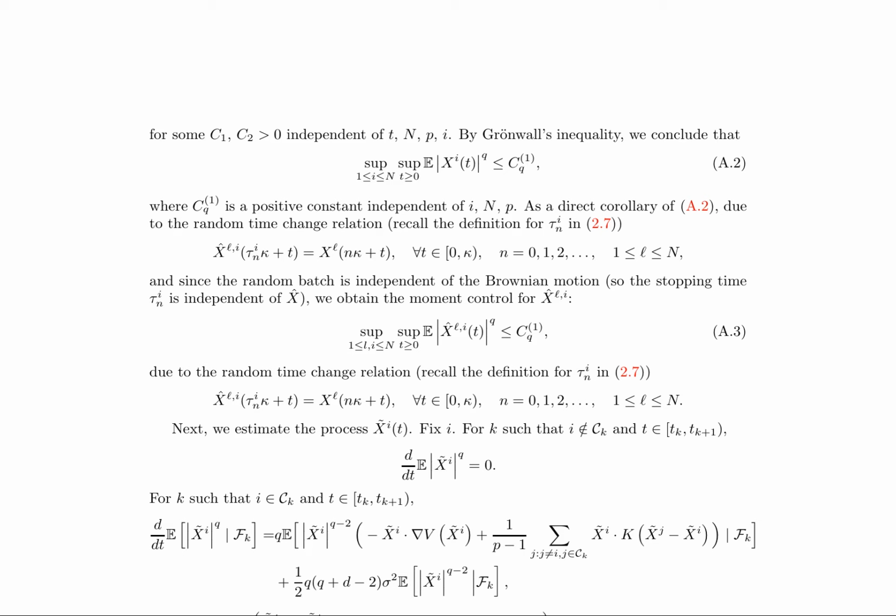In the appendix, the authors provide detailed proofs for lemmas 3.1, 3.2, 3.3, and equation 3.9. Specifically, they estimate the process xi, t, using Ito's formula and lambda convexity of V, in assumption 2.1. By applying Young's inequality and choosing small nu, they obtain a bound for the second term on the right-hand side of equation A.1. This leads to a moment control for xi, t, in equation A.2.